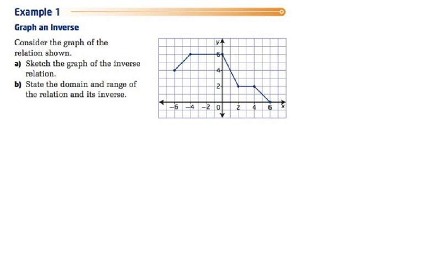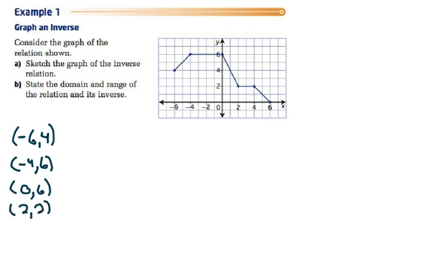First point would be at negative 6, 4. Next point's at negative 4, 6. 0, 6. 2, 2. 4, 2. And 6, 0. And I went left to right just to make things easier when we actually go to create the inverse, because the order that we connect the points in will matter.